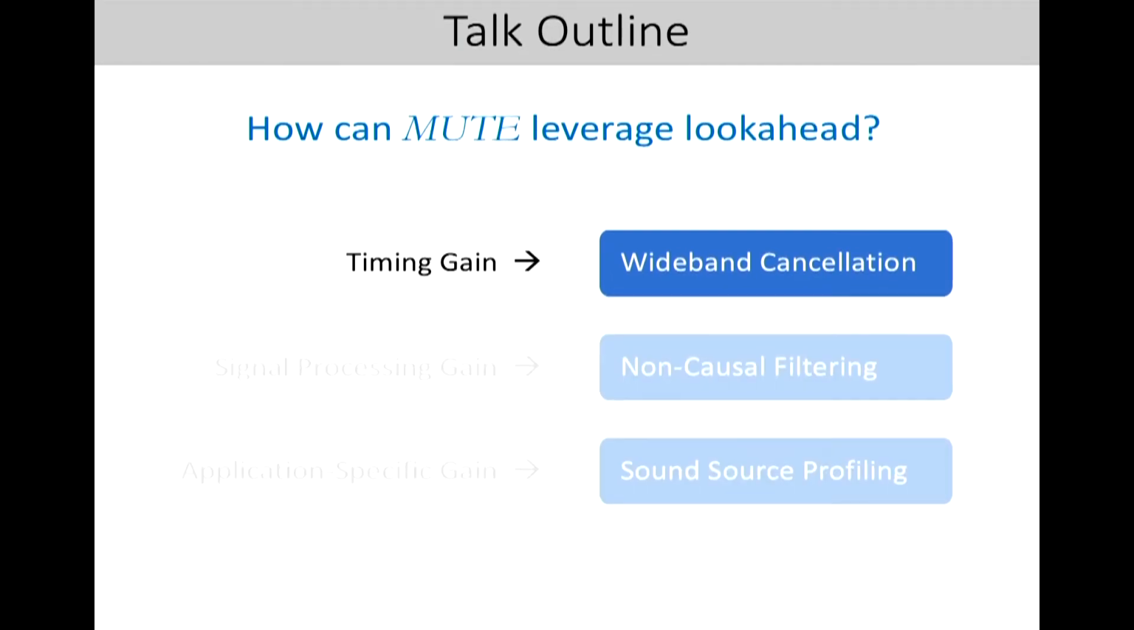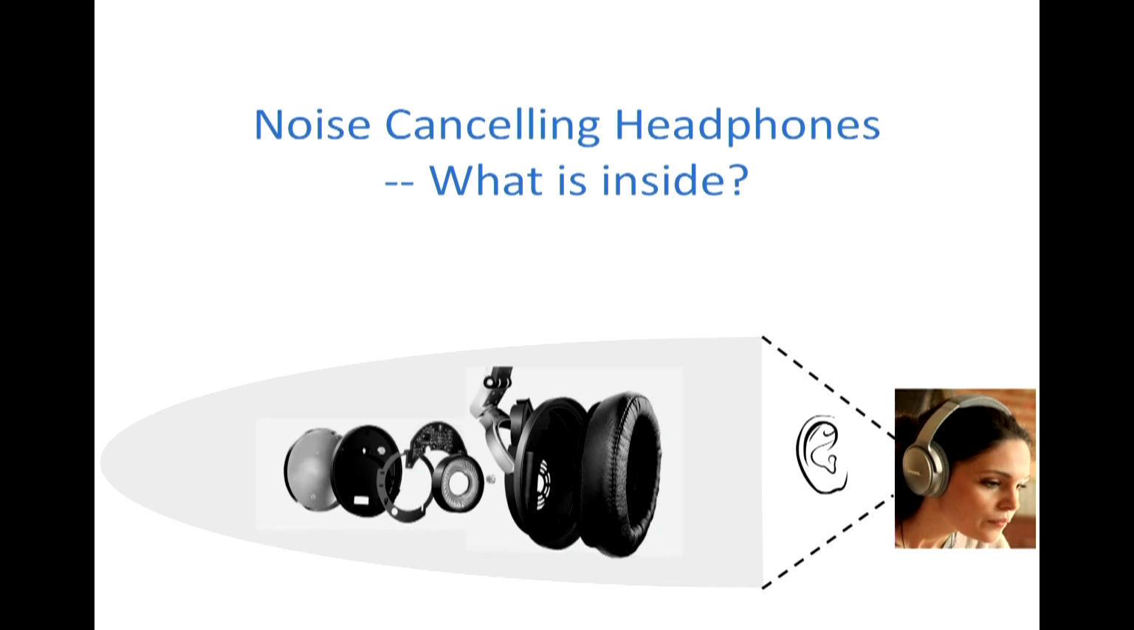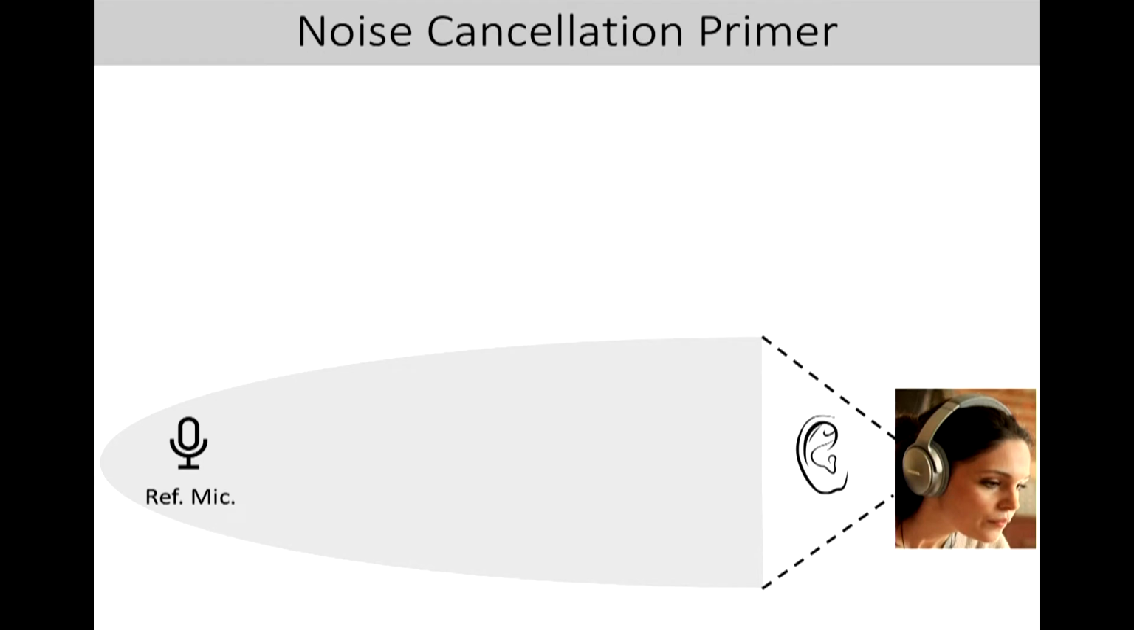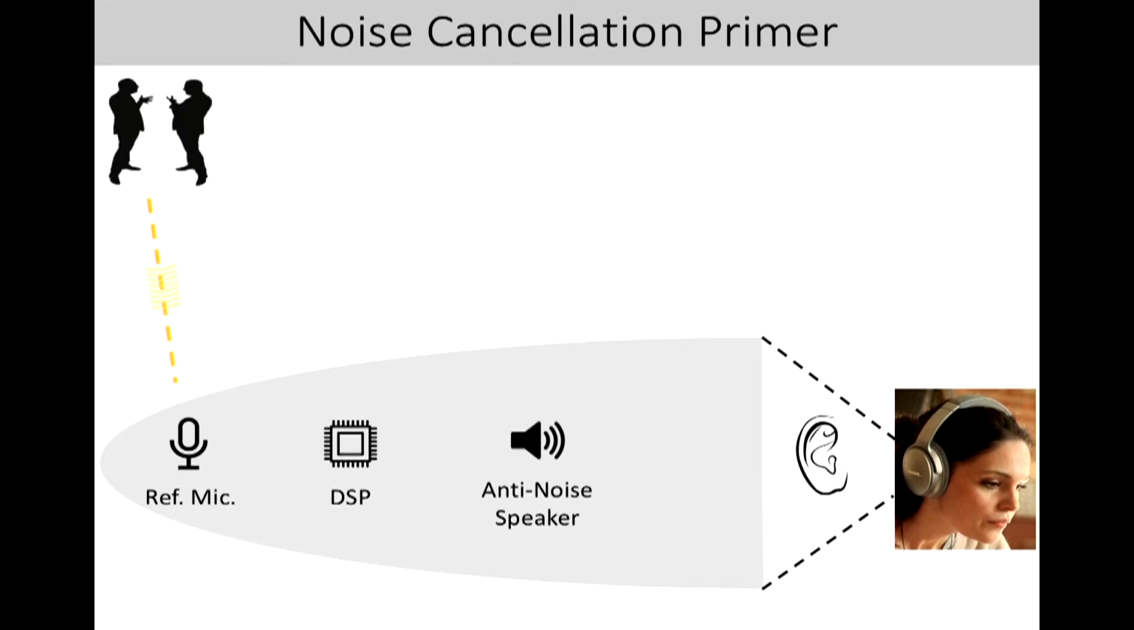Let me start off with the first gain, but before I get into the technical details, let's first zoom into today's noise-canceling headphones and see what is happening inside. So all these headphones essentially have a microphone called the reference microphone, a DSP processor, and a speaker called the anti-noise speaker. When the sound starts, it arrives at the reference microphone first. The DSP gets the sound, runs signal processing, computes the anti-noise sound, and sends it to the speaker.